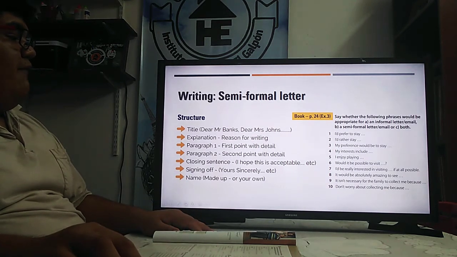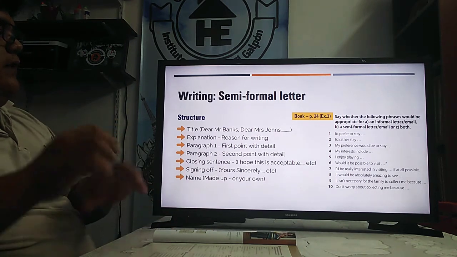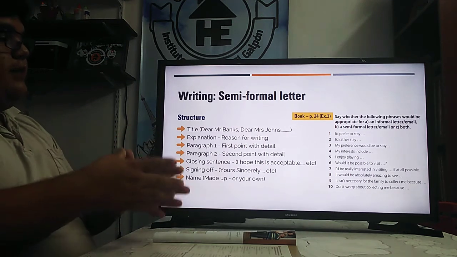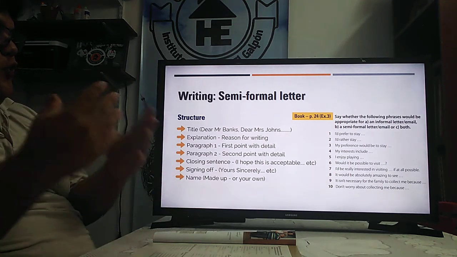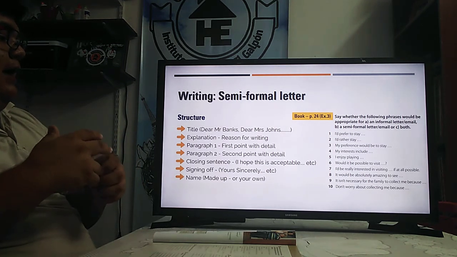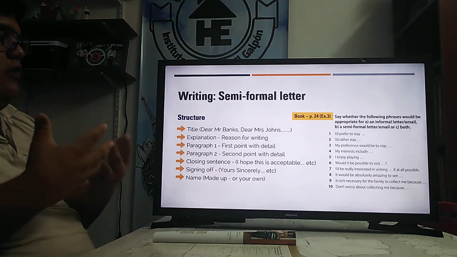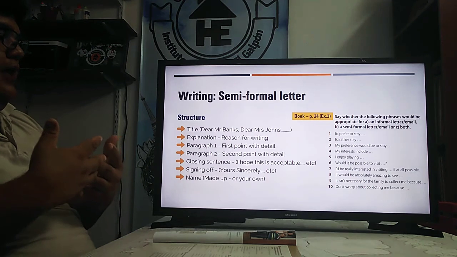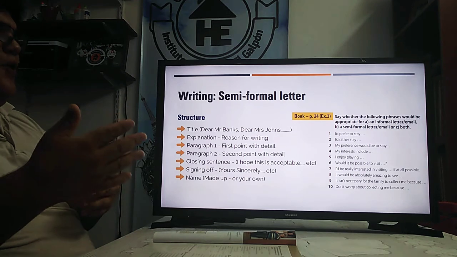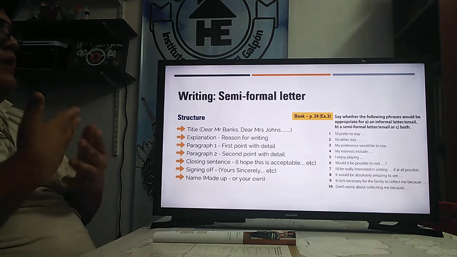The structure. First of all, the title. We start with Dear Mr. Banks or Dear Mrs. Jones. Remember that we have the title, Mr. or Mrs., and then we have the surname of the person. We never write the first name. Okay. The very first paragraph is for you to give your reason. Why are you writing? Okay, that is so important for English speakers. They go straight to the point. They don't beat around the bush. Yes, be careful with all that.